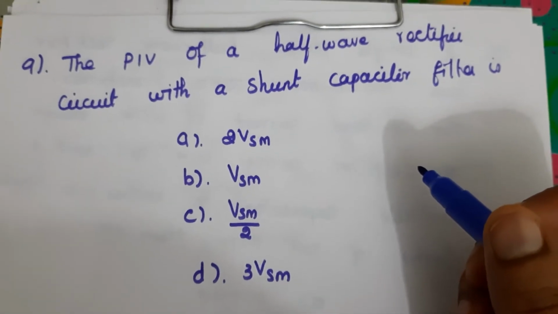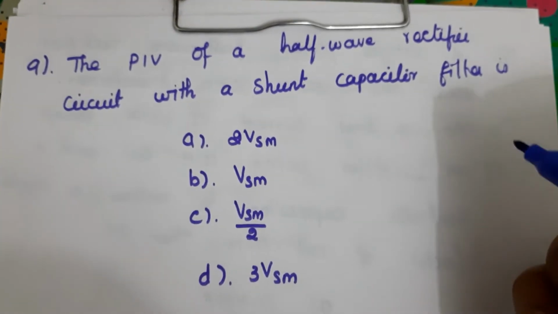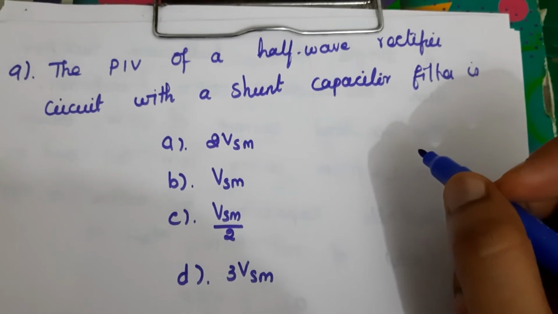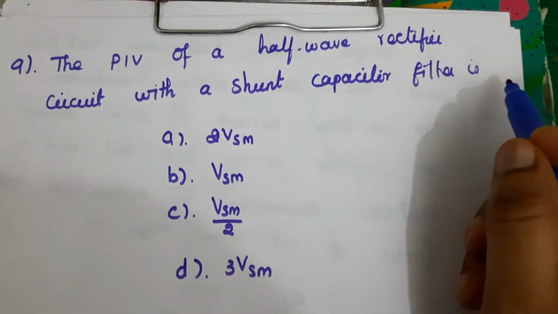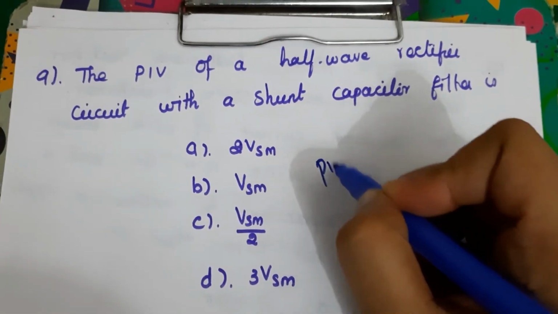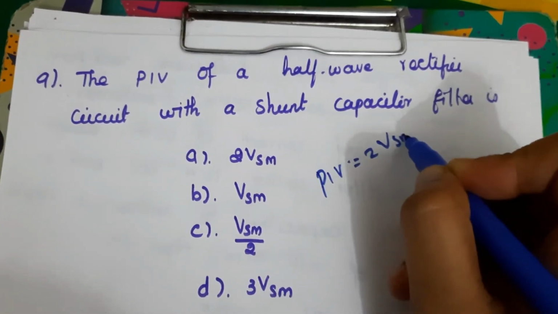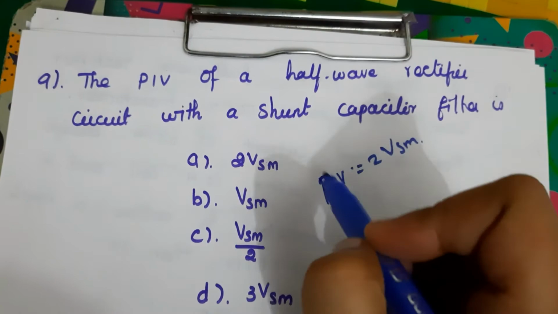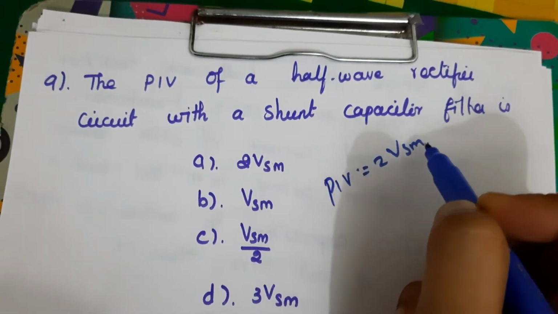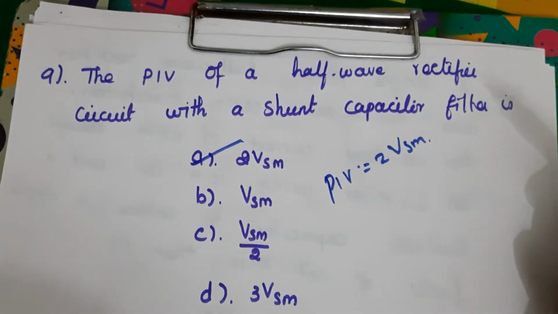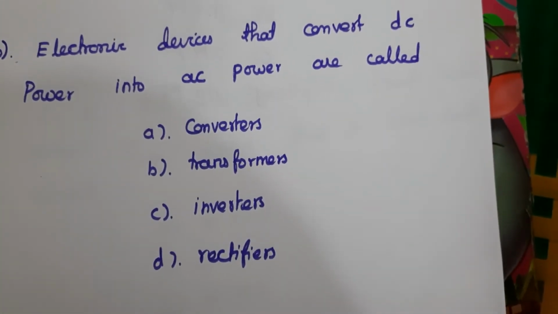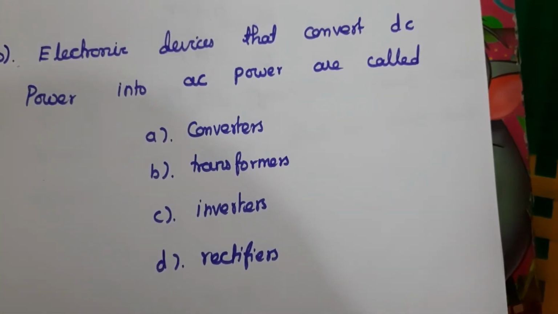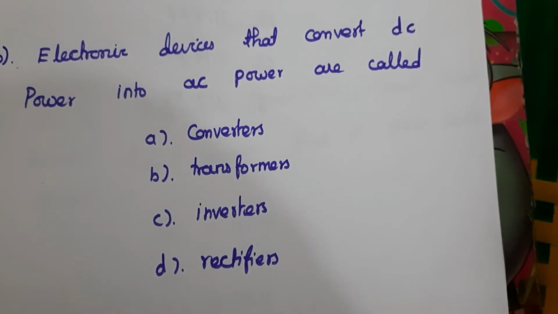Ninth question, the PIV, peak inverse voltage, of a half wave rectifier circuit with a shunt capacitor filter is 2 VSM. With shunt capacitor filter, this PIV is equal to 2 VSM. So answer is A.